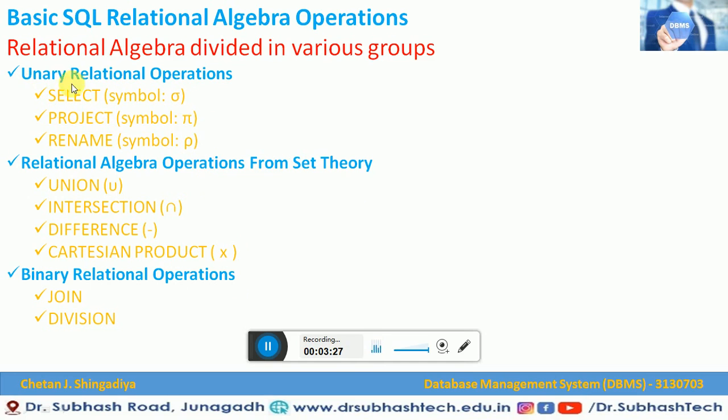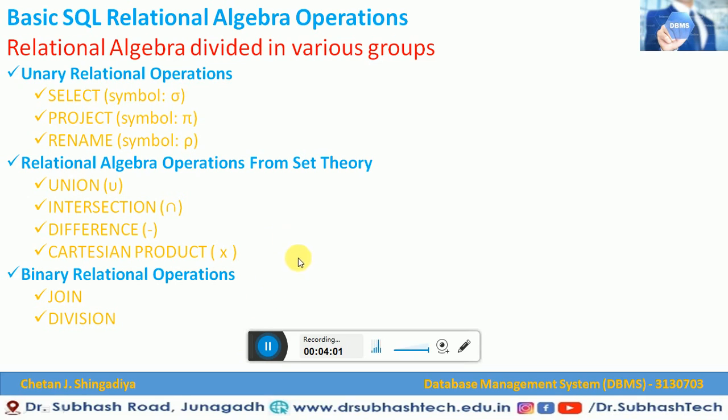If you are talking about the unary relational operations, they include selection operation, projection operation and rename operation. In relational algebra operations from set theory, we are going to explain the union operation, intersection operation, set difference, or we can say difference, and Cartesian product. Actually these set operations we already understand in mathematics also. And the last one is binary relational operations. In that we are discussing the join operation and division operation.